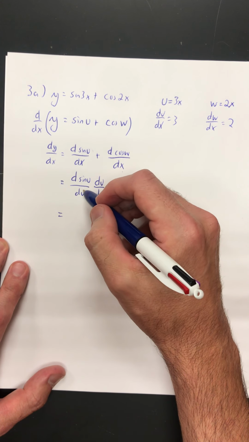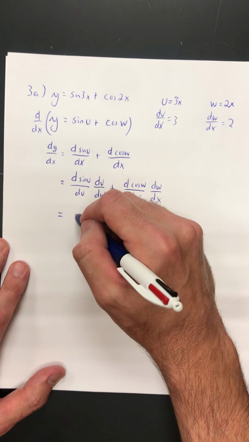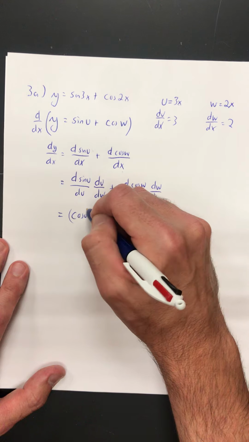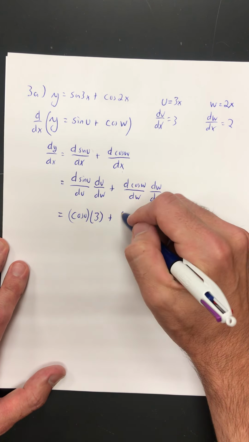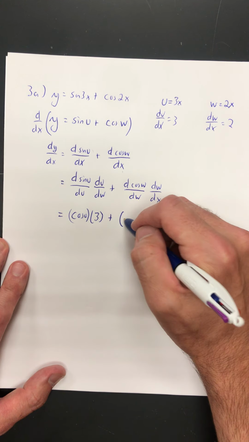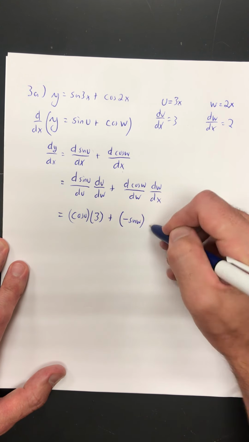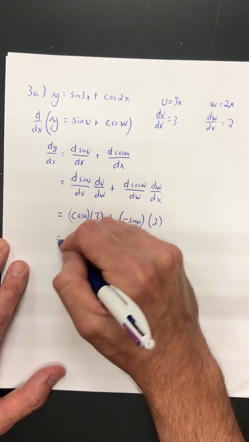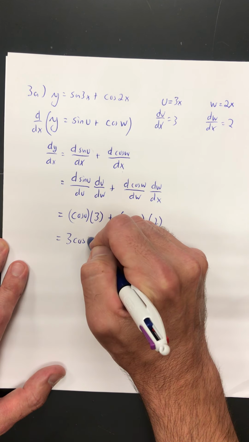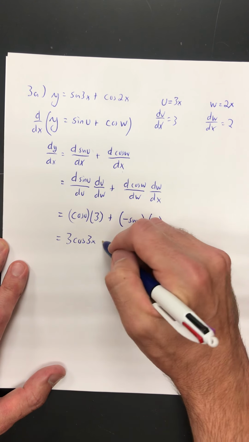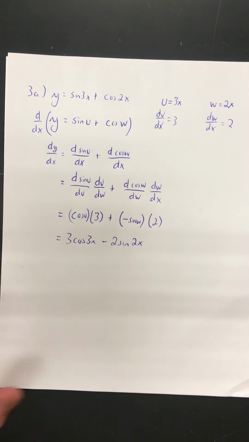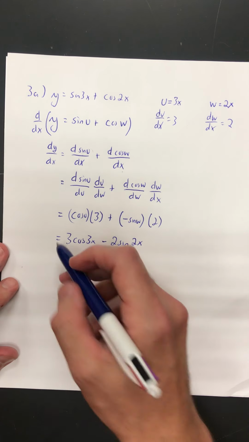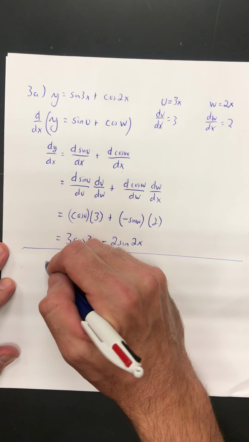And then here we go. Derivative of sine with respect to the right thing is cosine, so that's cosine of u, and then this is equal to 3, plus derivative of cosine w with respect to w is negative sine w, and then 2. And then we have our final answer of 3 cosine of 3x minus 2 sine of 2x. And there we go.